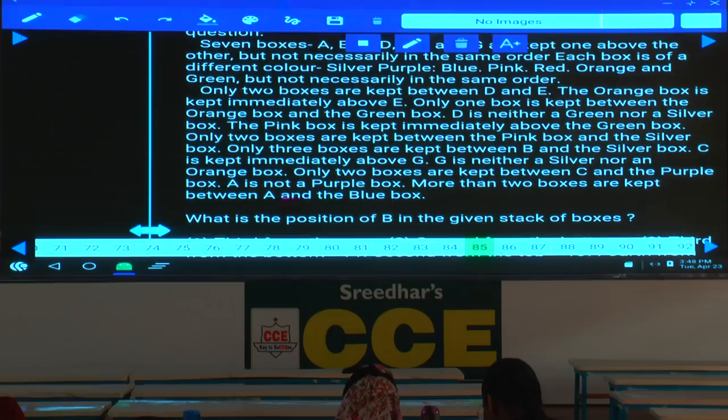Definite information means second from the bottom or third from the top, isn't it? Such a type of information is not given. Hence, earlier we have discussed how to solve this when such definite information is not given.